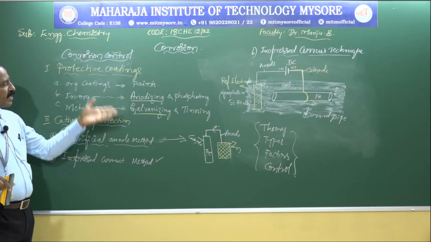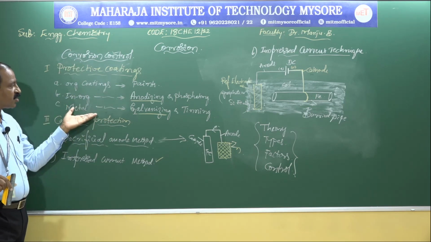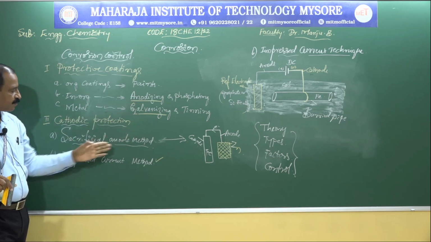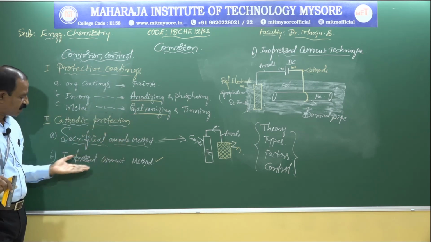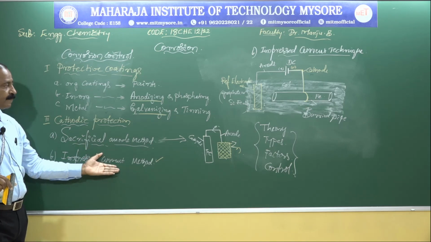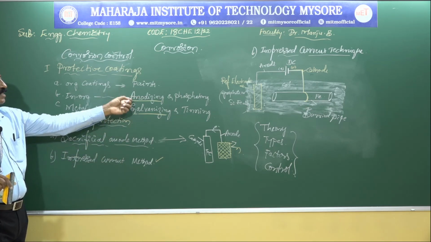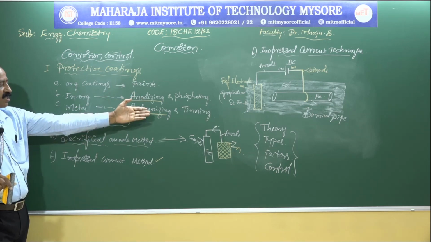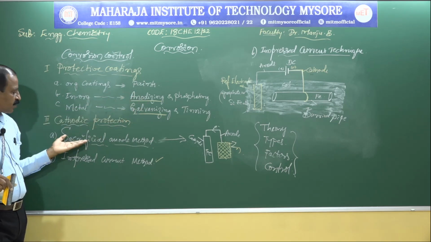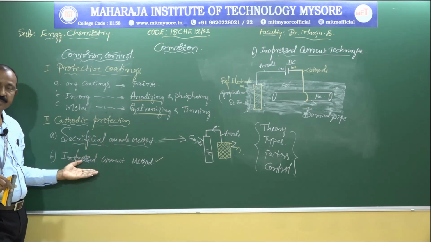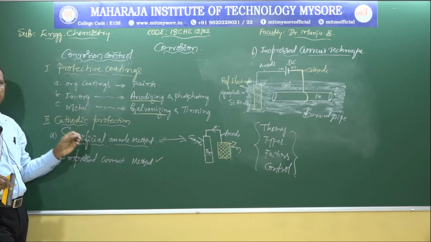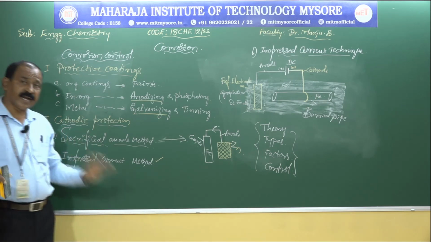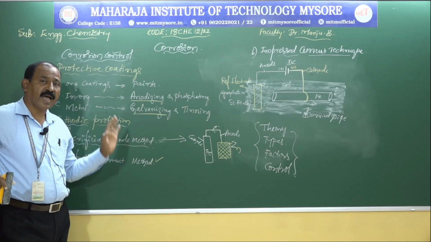Now these are all the different techniques of controlling the rate of corrosion, out of which you should concentrate on anodizing, galvanizing, sacrificial anode method and impressed current method. For anodizing, you have to write what is meant by anodizing and what the process is. Galvanizing, definition and process, same thing, sacrificial anode method and impressed current technique. Now these are all the methods to control the rate of corrosion. You can easily control the rate of corrosion. Corrosion always happens.